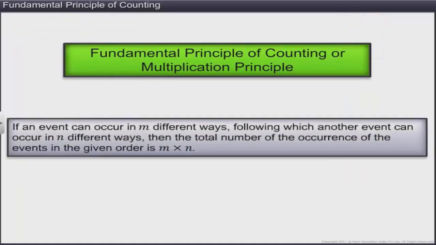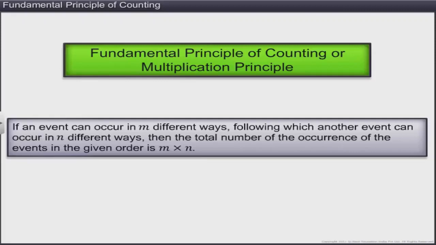The principle states that if an event can occur in m different ways, following which another event can occur in n different ways, then the total number of the occurrence of the events in the given order is the product of m and n. This principle can be extended for any number of events.